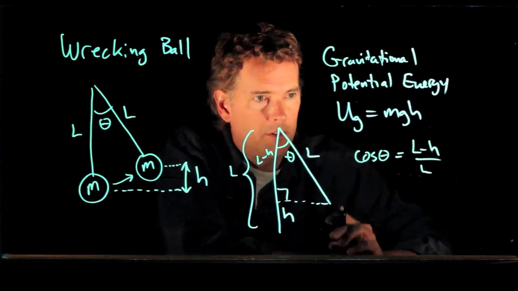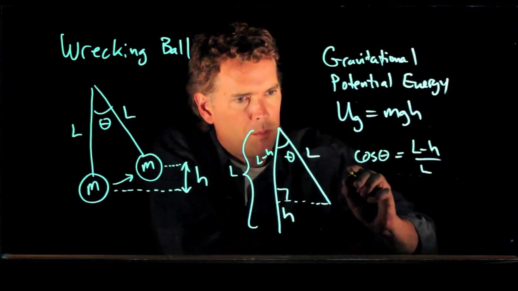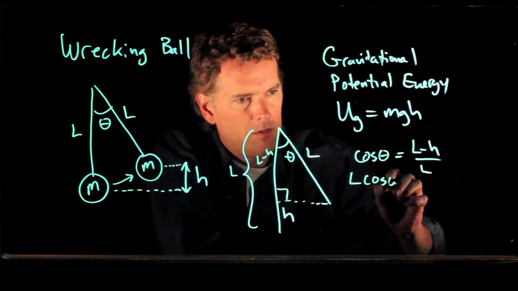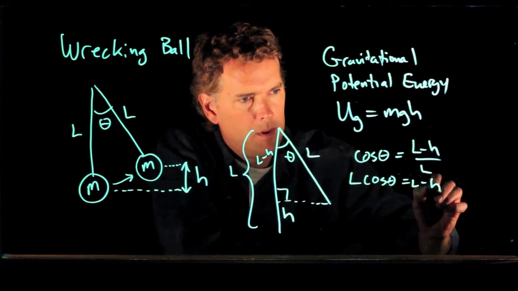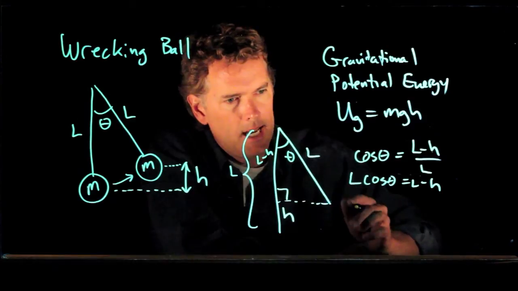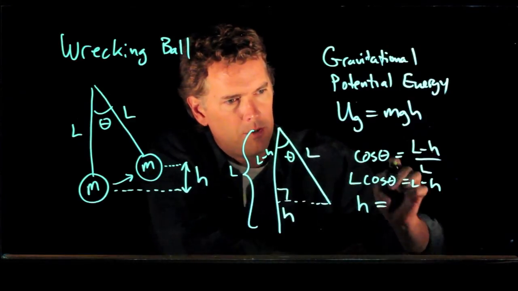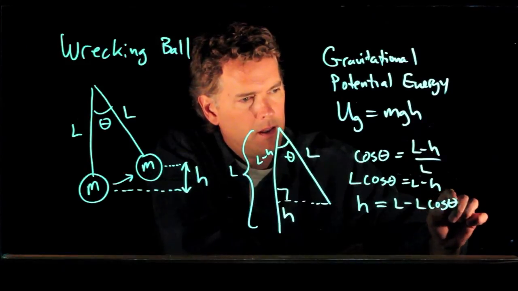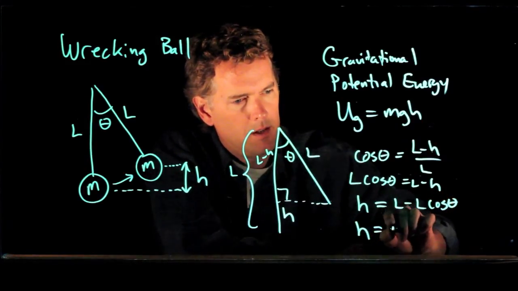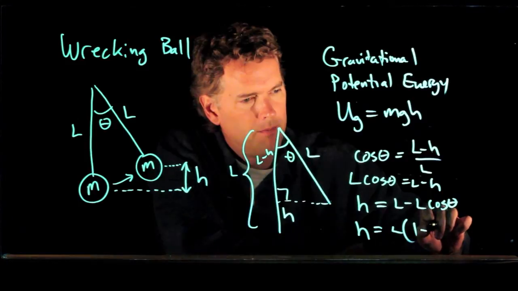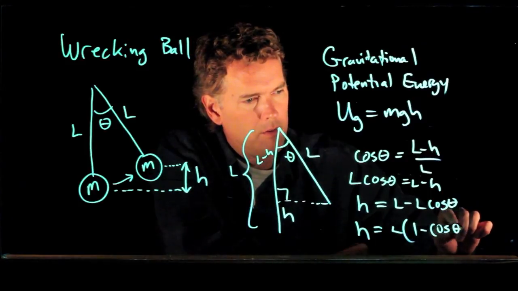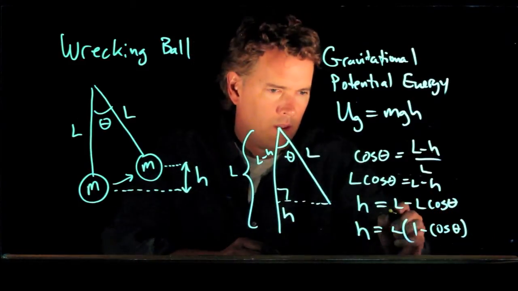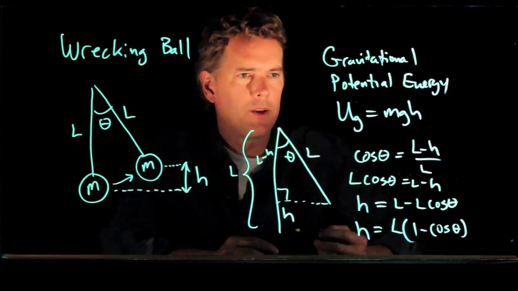And now I can solve this equation for h. Multiply across by L, I get L cosine theta equals L minus h. Add an h to the left side, subtract an L cosine theta from the right side, and I get this, and I can even factor out an L from that equation. And now it looks like we have everything we need.